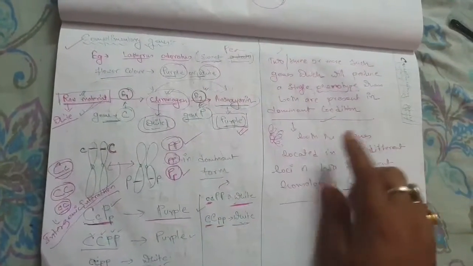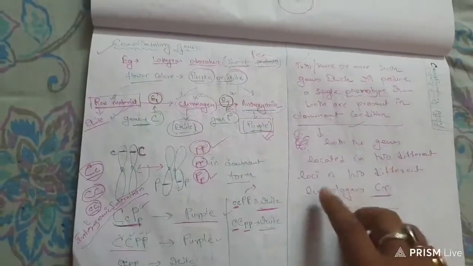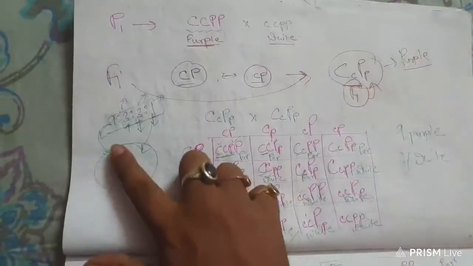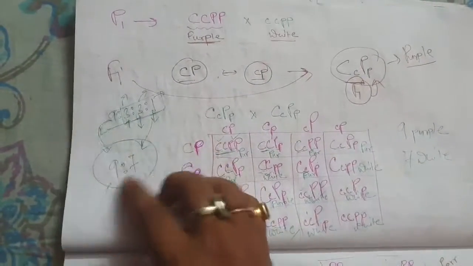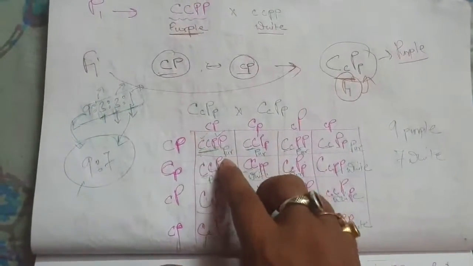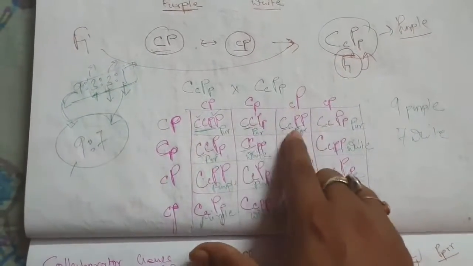Then only the single phenotype. Both the genes are located in two different loci in two different homologous chromosomes. Okay, so a cross of this was shown to you, and the cross became 9:7. 9:3:3:1, where 3 plus 3 plus 1 became 7. 9:7. How? Because CCPP will give purple, but both have to be present in dominant form.